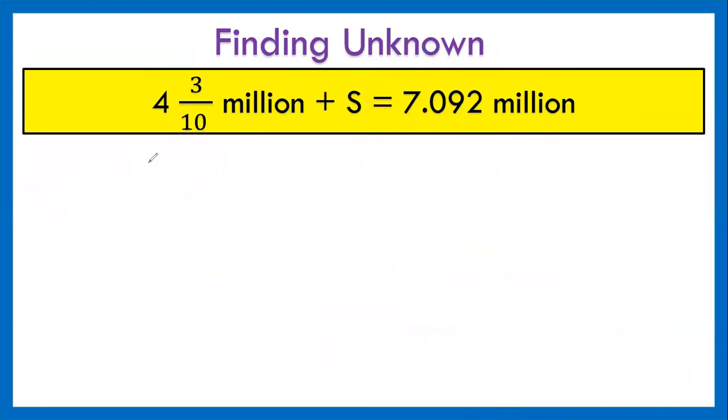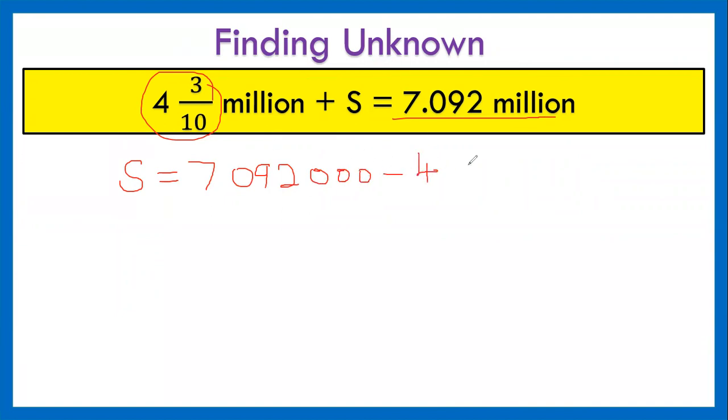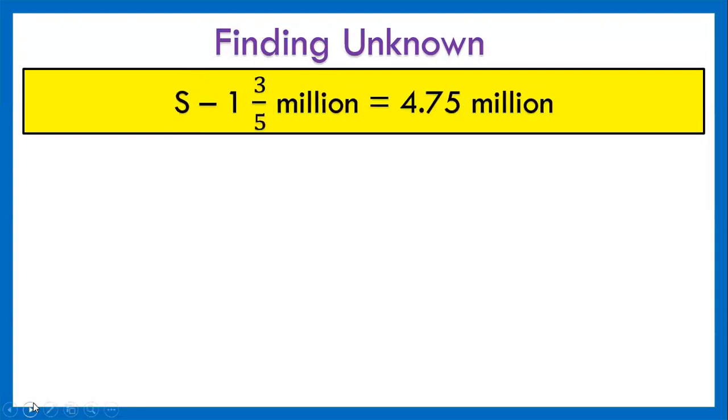Now, finally, you clear all this, and we know to find your unknown, you need to take this one minus 3 over 10. So now, change it to a whole number. 7,092,000 minus 4,000,000. 3 over 10 million is 300,000. Work out the standard written method and you will arrive at your answer. Okay, so clear the drawing and let's move on to the next question.